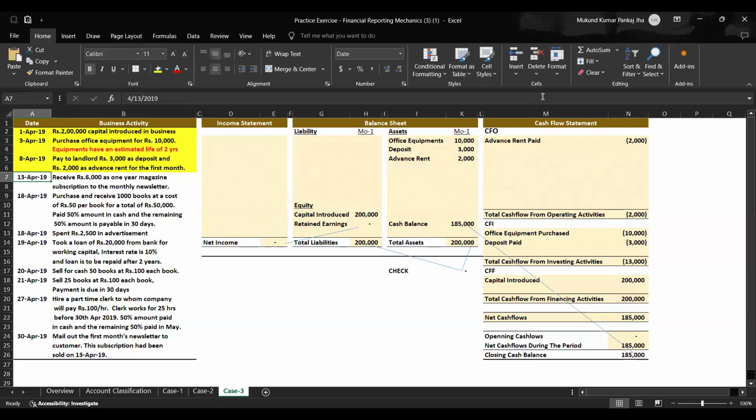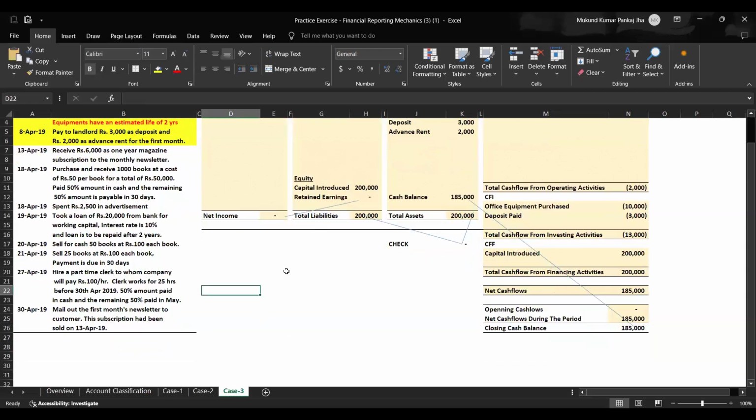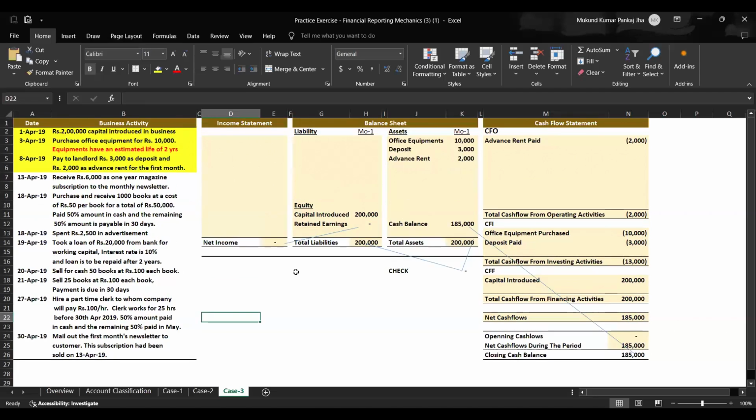Yes, yes, Manish, you are correct. Why is advance rent an asset? Advance rent is an asset because till the time I have not utilized it, I can take it back from the owner.